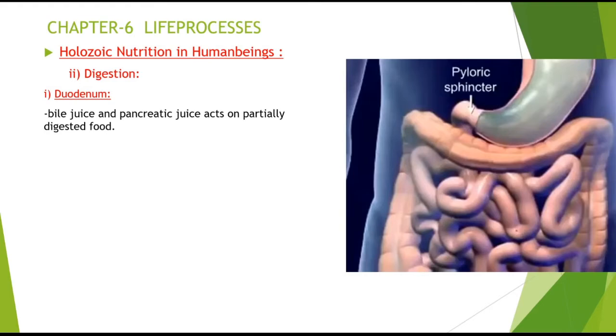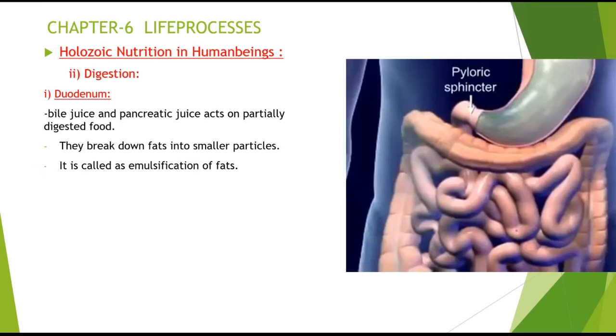bile juice from the liver and the pancreatic juice from the pancreas get released and act on the partially digested food. They break down the fats present in that food, which are in the form of larger globules, into smaller particles. That process is called emulsification of fats.